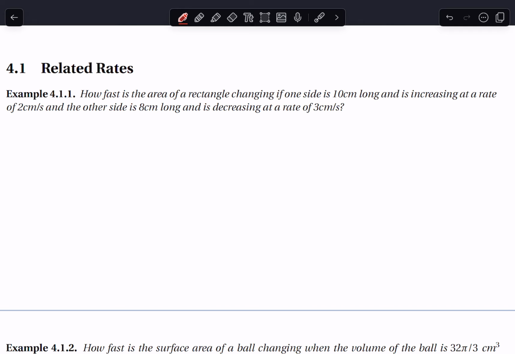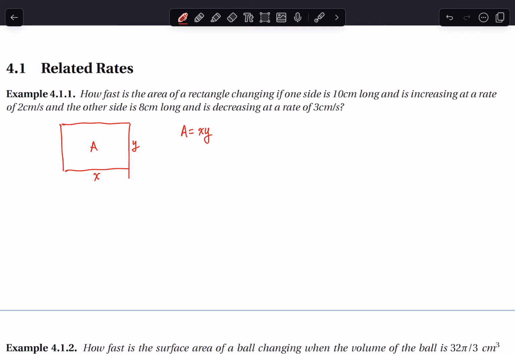Okay, so we have a rectangle A. So let's draw it. Let's call this side X and this Y. And let A be the area of this rectangle. So from the problem, we understand that the sides and the area of the rectangle are changing in time. Okay. So let's first write the formula for the area.